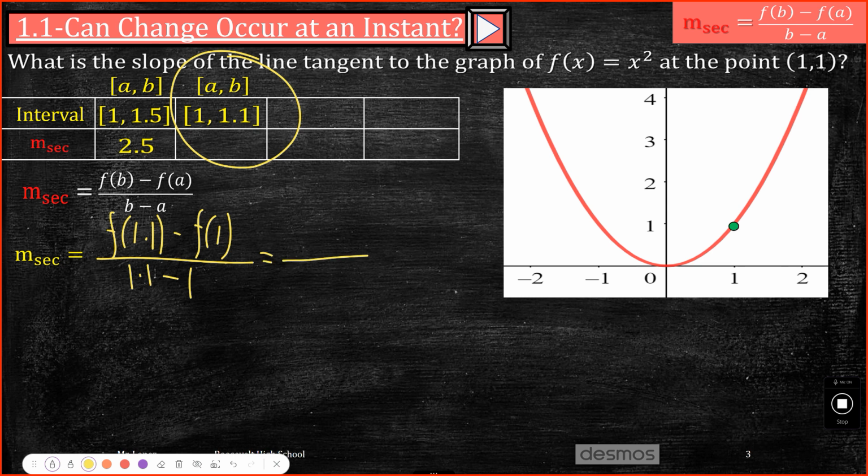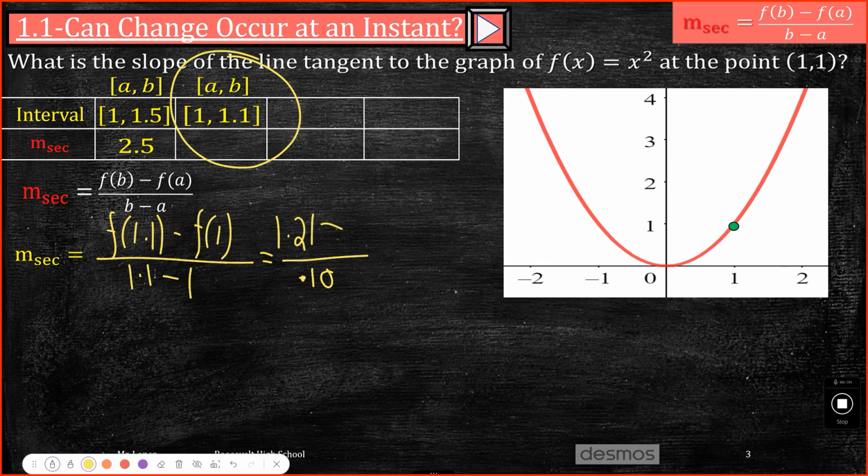What's the answer for the bottom of the fraction? 0.10. Yes. Now f of 1.1, I can't do that in my head. Well, I think I can. Yes, it's 1.21. So put it in the calculator: what's 1.1 squared? 1.21.